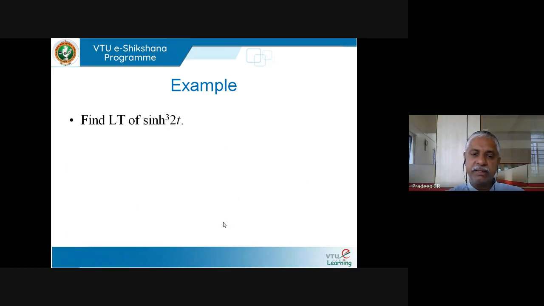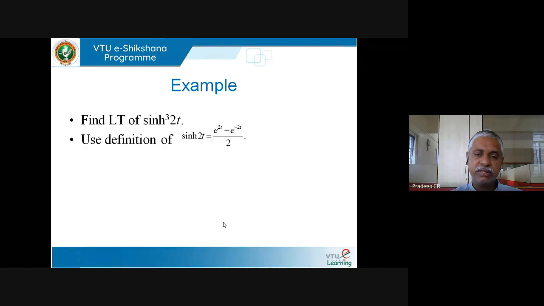And then I did not show explicitly this kind of example when we were doing it the first time. So now I am going to do this. This is the cube of hyperbolic sine function. I told you what is the rule. Any power of hyperbolic functions, if I want to find Laplace transform of that, how do I do it? Just use the definition. Here, sinh 2t is nothing but e power 2t minus e power minus 2t by 2. This is the definition of hyperbolic sine.